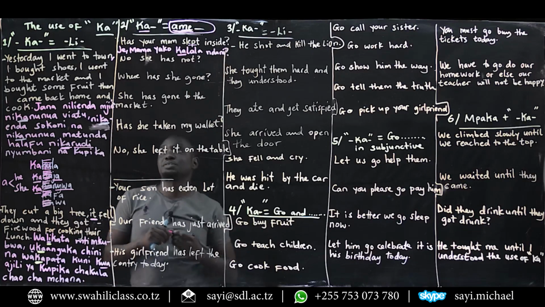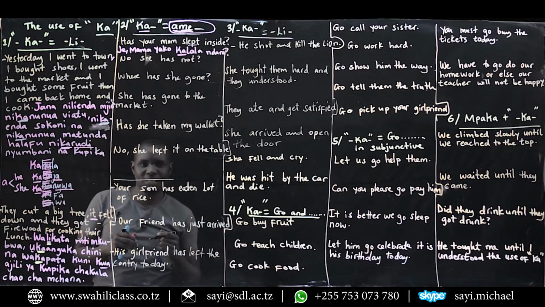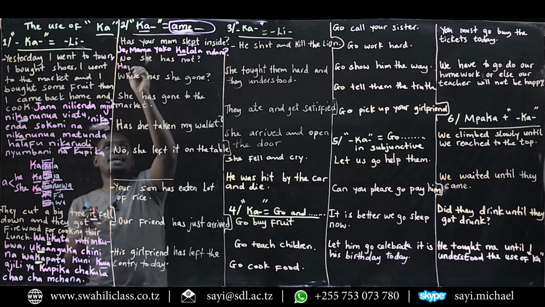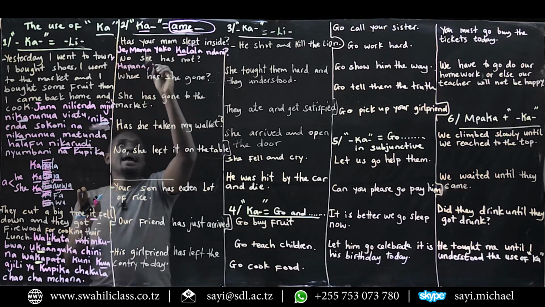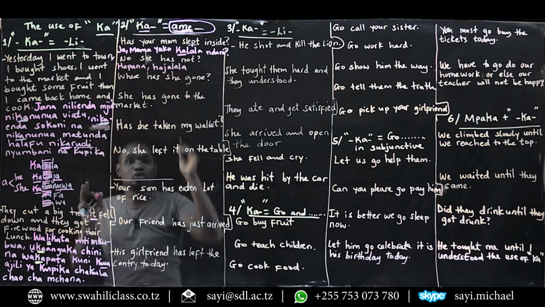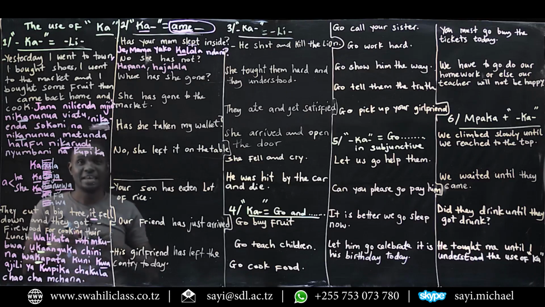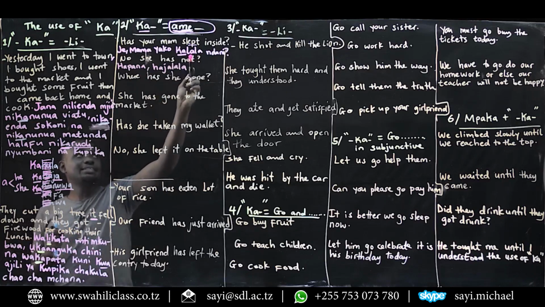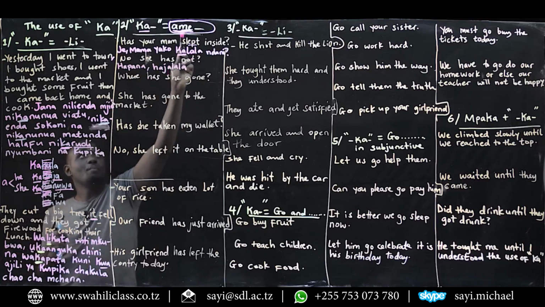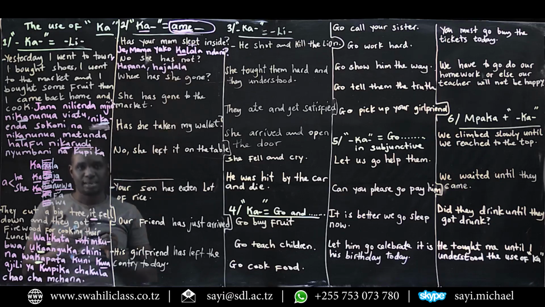Let's see how the son will respond. No, she has not. Do we have a negative of ka like this? Let's see. The son said, hapana, hajalala. So now you can learn that the negative of ka, like ame, is the same ja. Me is positive, and the negative of me is ja. So hapana hajalala. I think you know this because you are a high intermediate student.